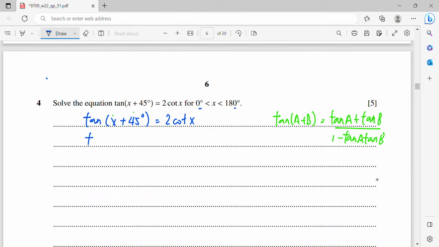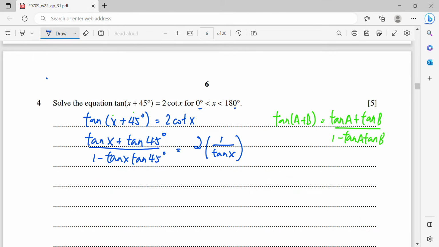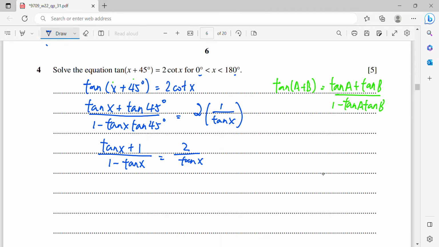So I will get tangent x plus tangent 45 degrees over 1 minus tangent x, tangent 45 degrees, that equals to, now the cot is basically 1 over tangent x. Okay, now tangent 45 degrees is 1. So you may simplify it to be tangent x plus 1 over 1 minus tangent x. Then the right hand side will be 2 over tangent x. Okay, so to solve the equation means that you need to find the unknown, which is the x. So now we will be using the cross multiplication.